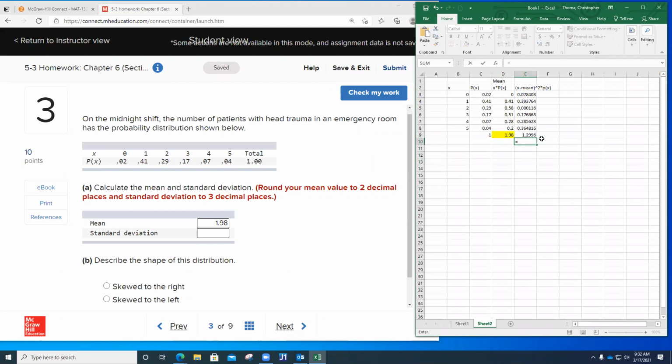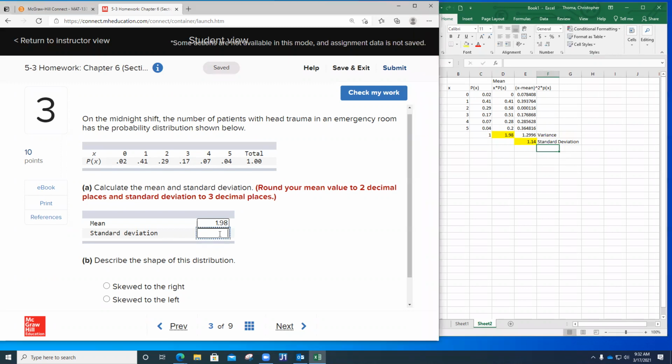So I just type in =SQRT for square root. And see, if you put my mouse over, it says returns the square root. So I double click that, click on my variance, which is what I just found, and I get the standard deviation of 1 point. So this is my variance, and this is my standard deviation. And we already know 1.98 is our mean. So 1.14, and we're good.